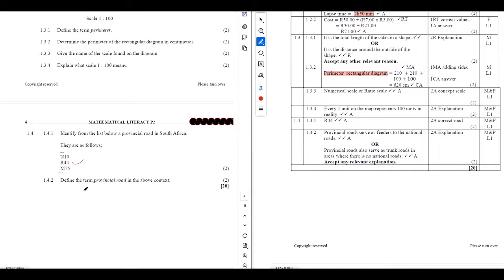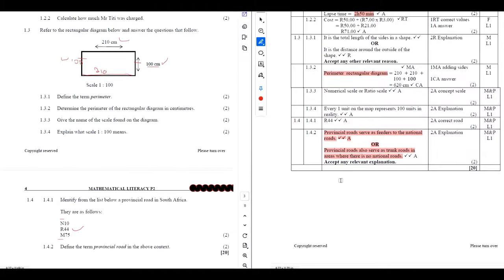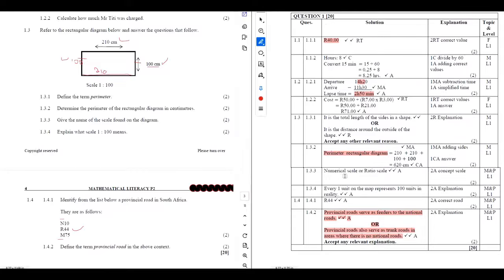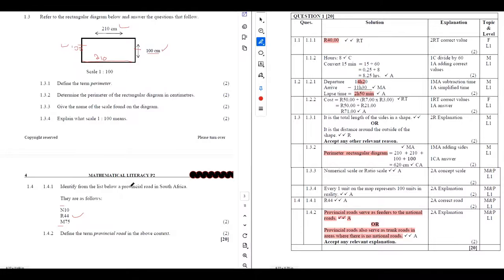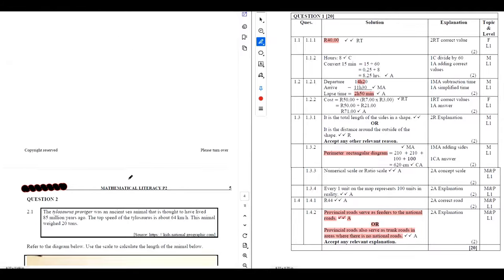And here we are told to define the term provincial road in the above context. So guys, a provincial road is the road that is maintained by the province. And then there are other definitions that can also help you understand the concept. Okay. And then next, you can pause the video as you learn and check on your side what the answer is. That will help you understand even further.